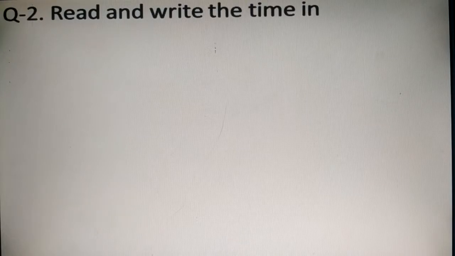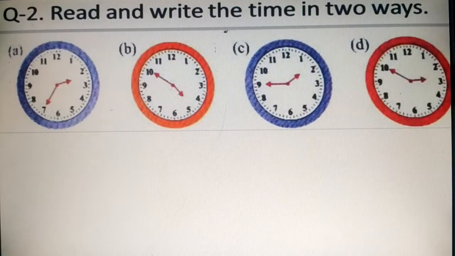Question number 2. Read and write the time in 2 ways. Children, as I have discussed with you, it can be asked to write time in 2 ways or in 1 way only. So here it is asked to write the time in 2 ways. These are the clocks, these are the times, and you have to write the time in 2 ways.